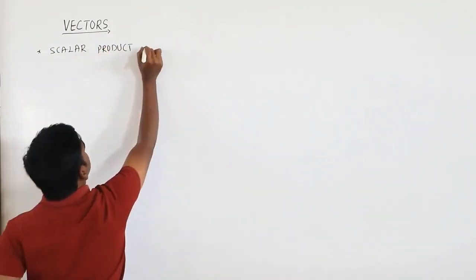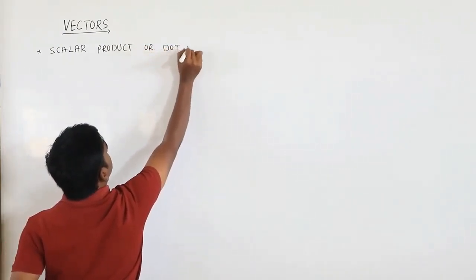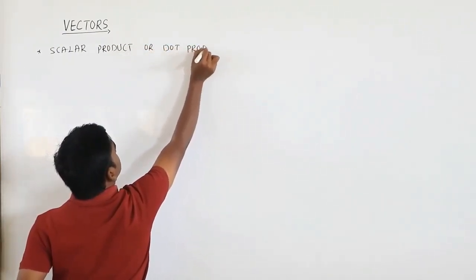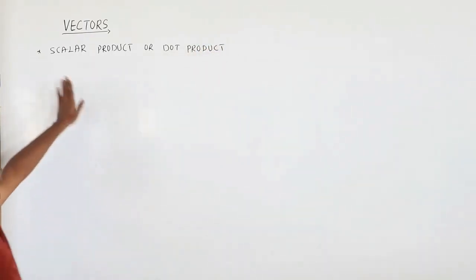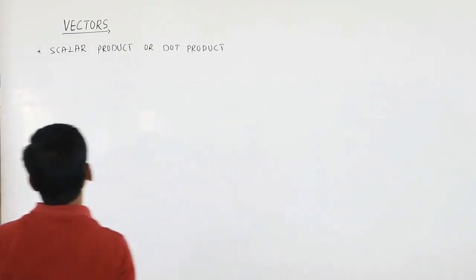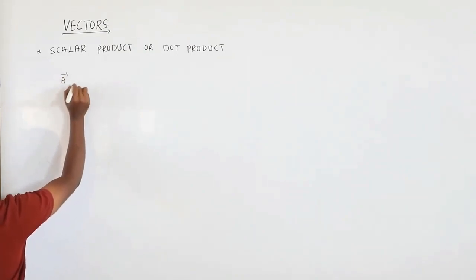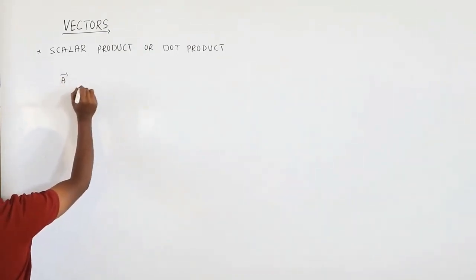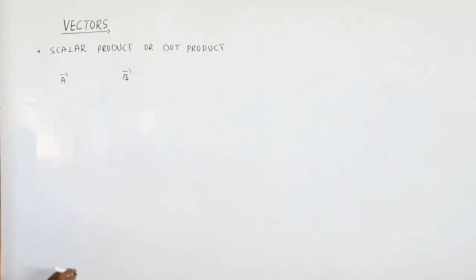Scalar product or dot product. Okay, so dot product or scalar product of what? Product of the vectors. What we have studied so far: suppose you are having a vector A and vector B.